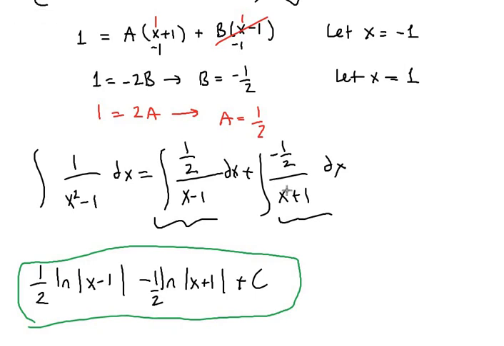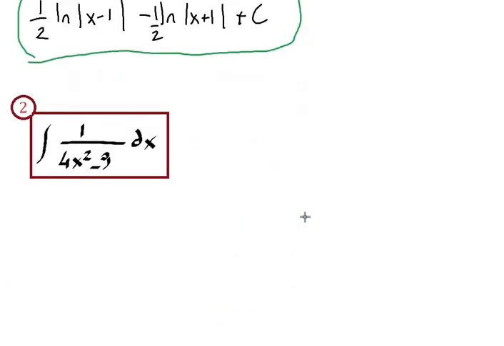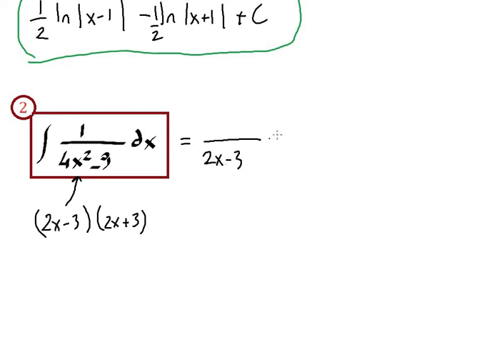Let's see example 2. In example 2, we have 4x squared minus 9. This is again a difference of two squares, because this is the squared form of 2x and this is the squared form of 3. So 2x minus 3 times 2x plus 3. And we can rewrite it as 2x minus 3 plus 2x plus 3. We need some constant numerator a because this is linear. We need some constant numerator b because this is linear.